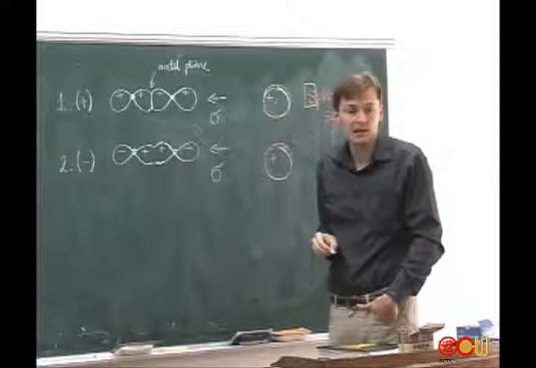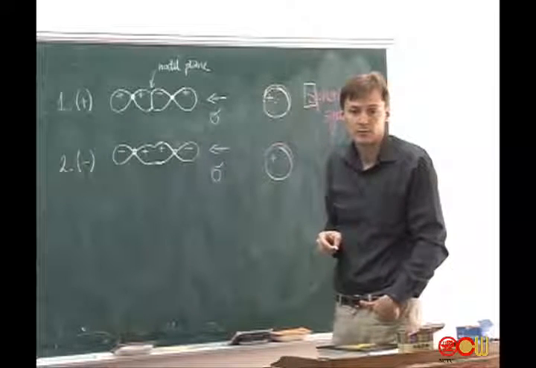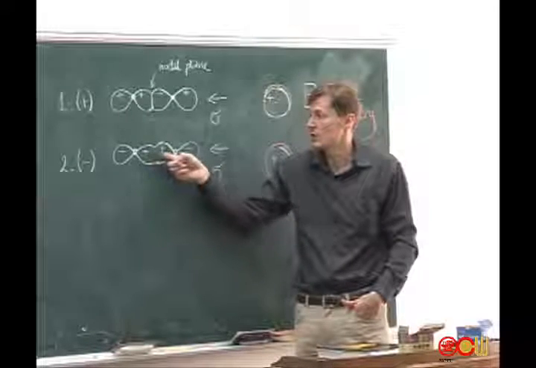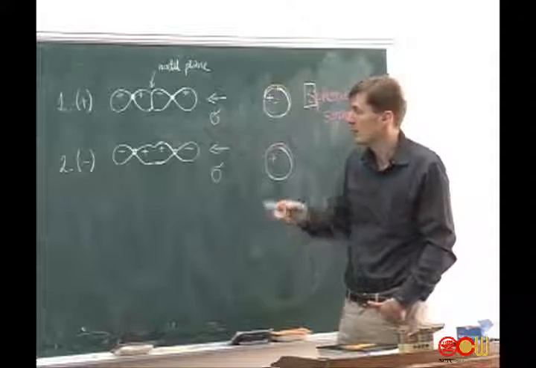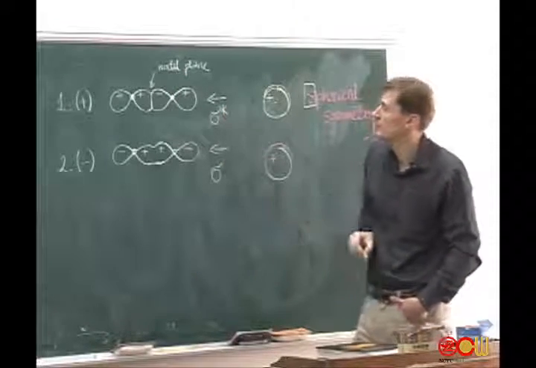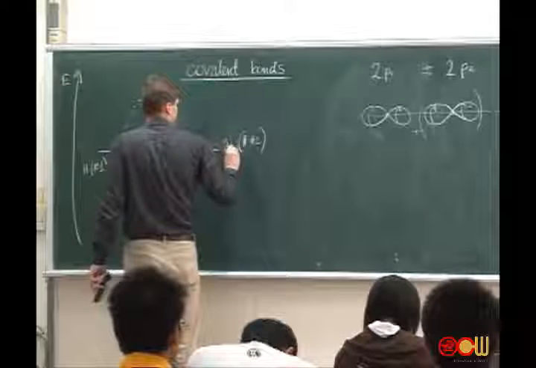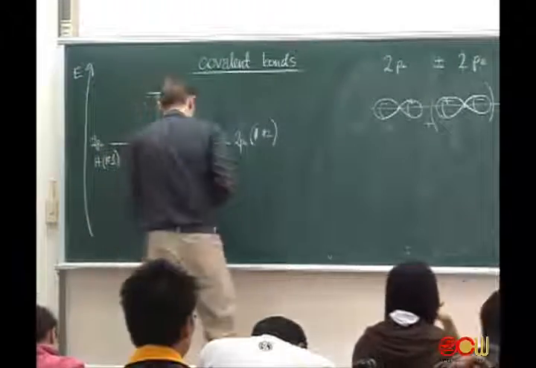So S can give sigma, but P and P also can give sigma. It depends how they look from this direction. Now, this sigma has no nodal plane between atoms. So this is sigma bonding. This one has a nodal plane. This is sigma antibonding. So we know that for 2pz, the plot looks the same.